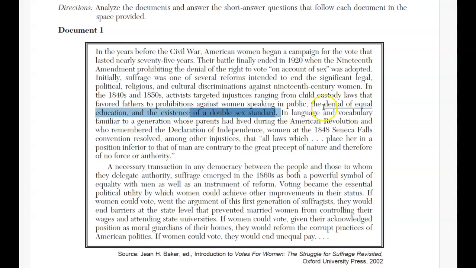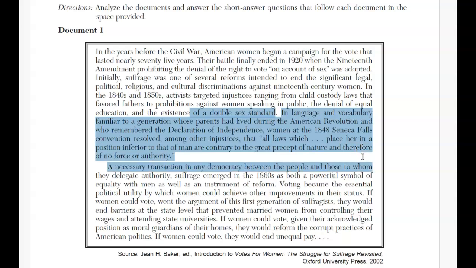In language and vocabulary familiar to a generation whose parents had lived during the Revolution and who remember the Declaration of Independence, women at the 1848 Seneca Falls Convention resolved, among other injustices, that all laws which place her in a position inferior to that of man are contrary to the great precept of nature and therefore no force or authority.